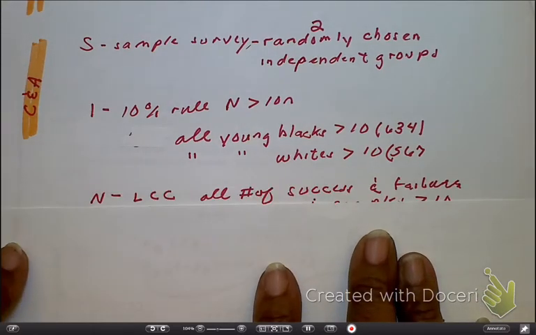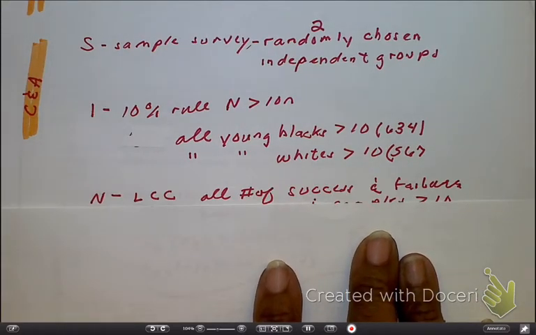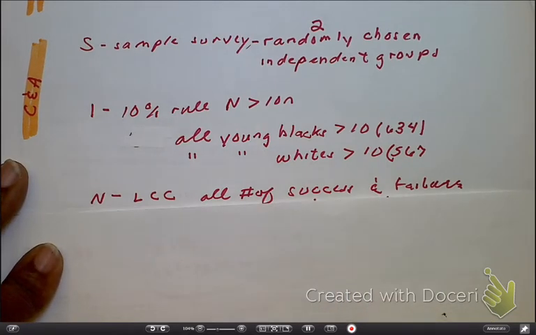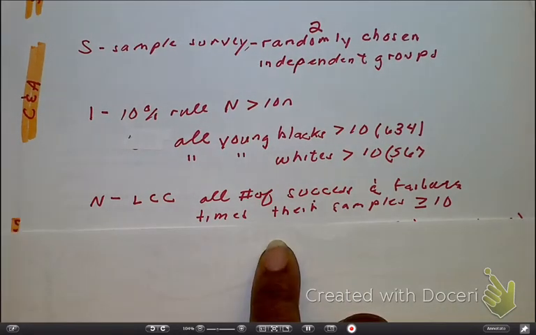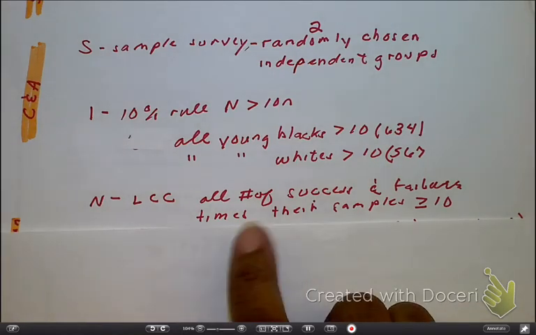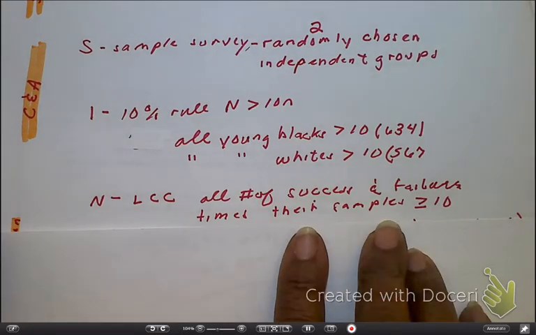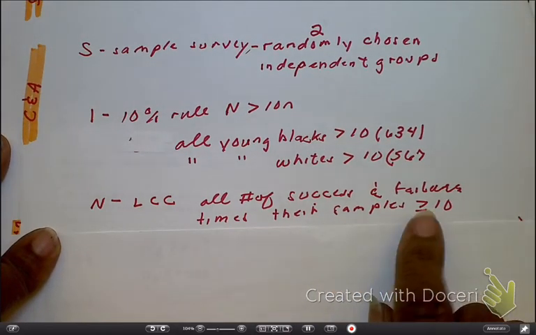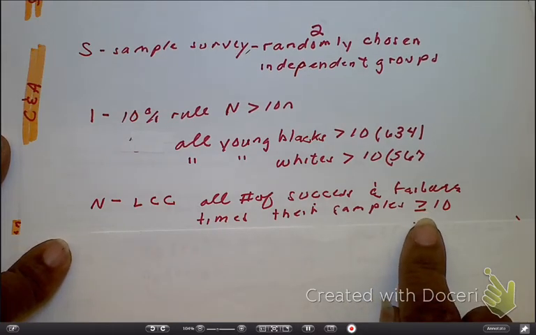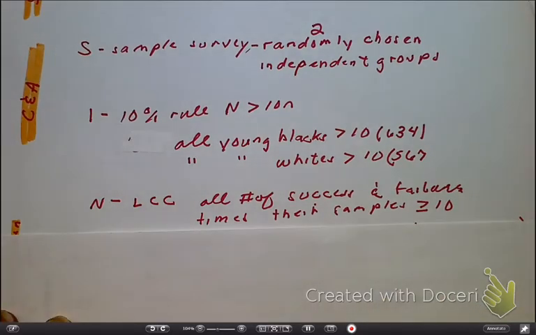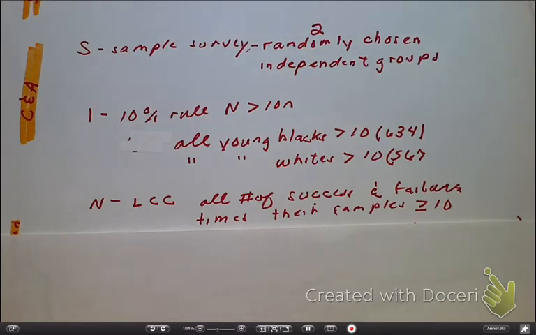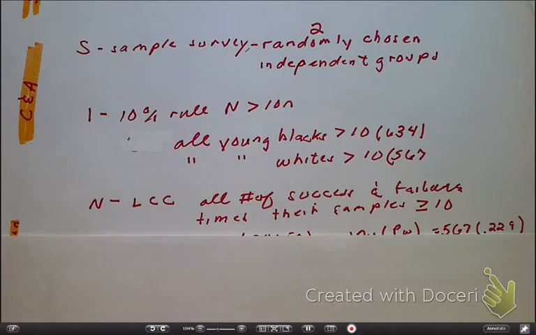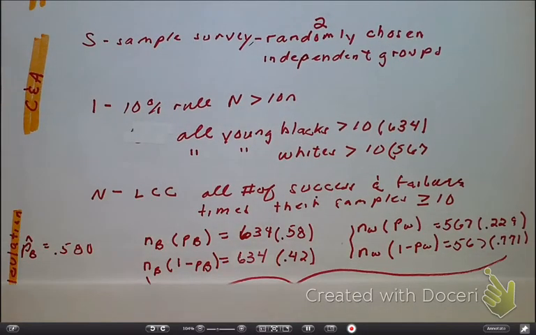Okay, next, for your normality, you know you're using the large count condition. You can do this in one of two ways. You can state that all of the successes and failures times their samples are going to be greater than or equal to 10. But the one problem with this is that you still have to have some numbers in here. I'm actually going to find the book really quickly and show you what the book did, but I'm going to continue with this here, doing it the old school way.